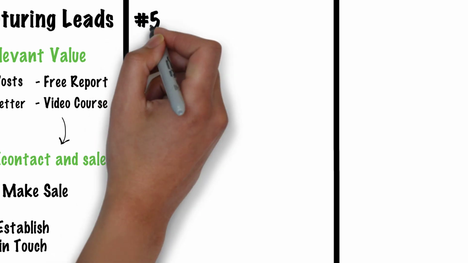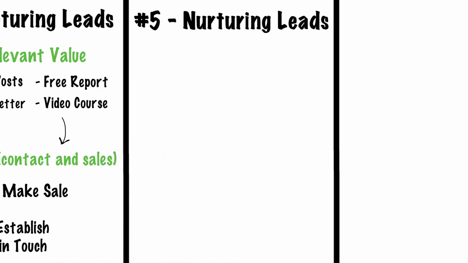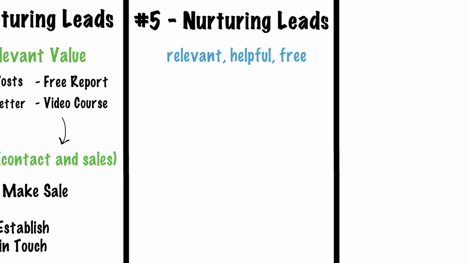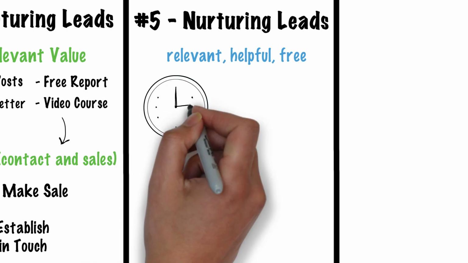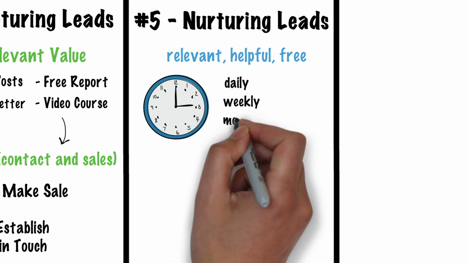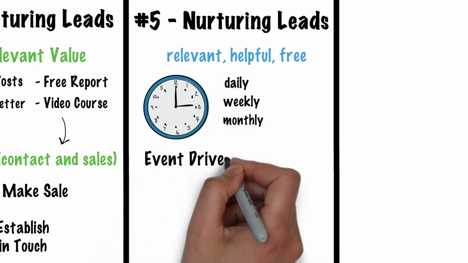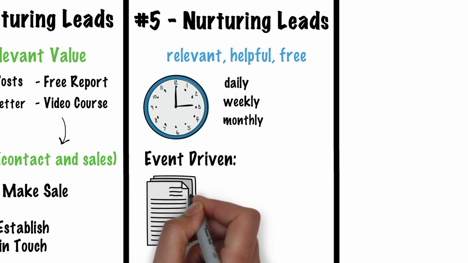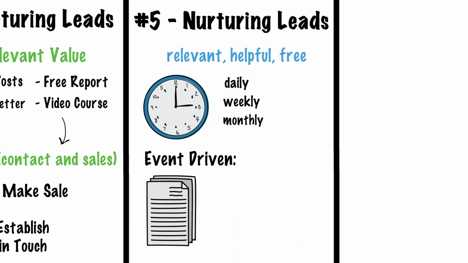The next point, number 5, is nurturing leads. This is done by building upon the things we did to get their information in the first place. Provide content that's highly relevant, helpful, and free. It helps to establish an automatic schedule for this process to ensure it's repeatable. This can be done on a timing basis like daily, weekly, monthly, or driven by events. For example, a prospect downloads a free report from you on last quarter's real estate market activity.